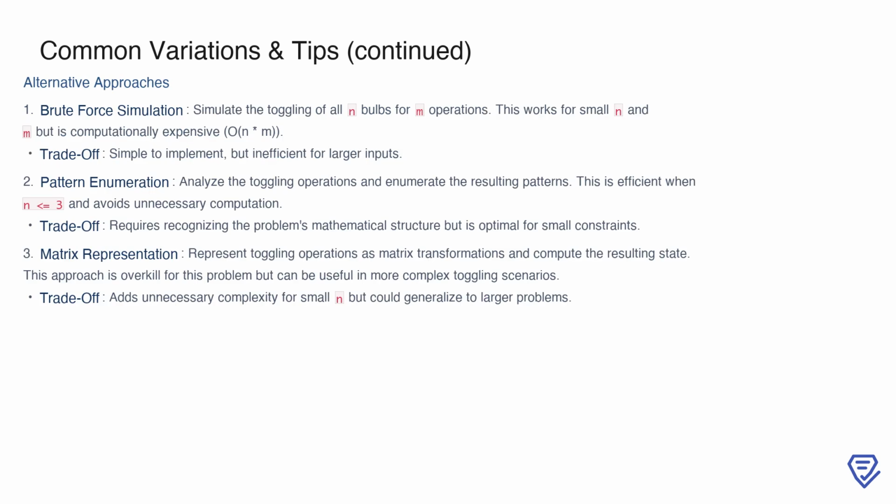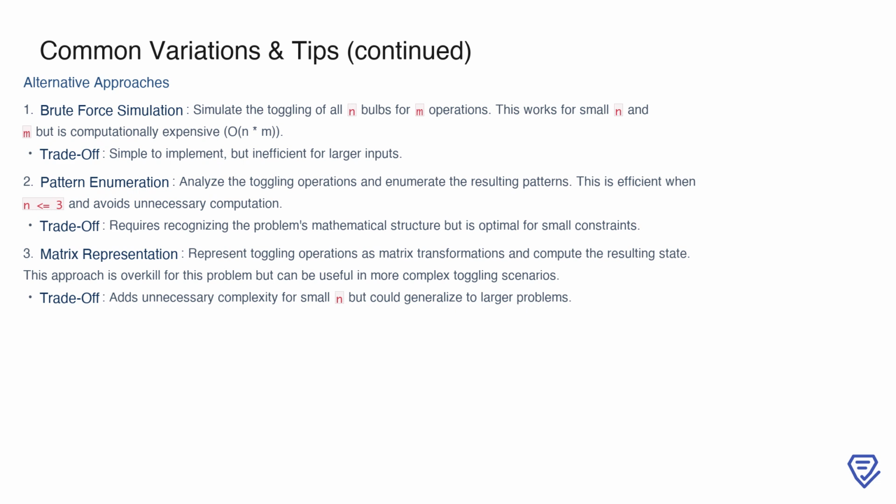There are several approaches you can take to solve this problem, each with its own trade-offs. First, there's the brute force simulation approach, where you simulate toggling all n bulbs for m operations. While straightforward and easy to implement, this method becomes computationally expensive as n and m grow, with a time complexity of n*m. For smaller inputs, however, this approach is viable.